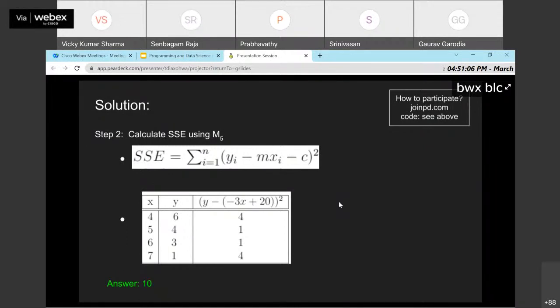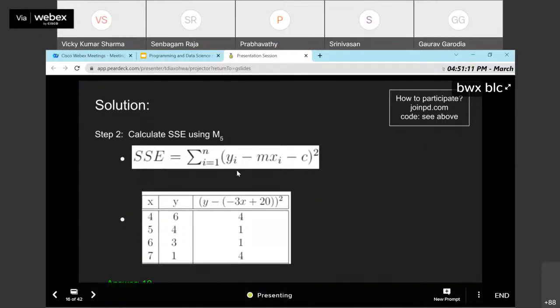When you find this SSE, you will be using this formula. Here yi is nothing but your given value, and mxi minus c is nothing but your predicted value. I have substituted it in the second table. Minus 3x plus 20 is my fifth model, model 5. We are just subtracting this value. So for the first row, all you have to do is 6 minus (3 times 4, plus 20), that is 12, the whole square. So 8.